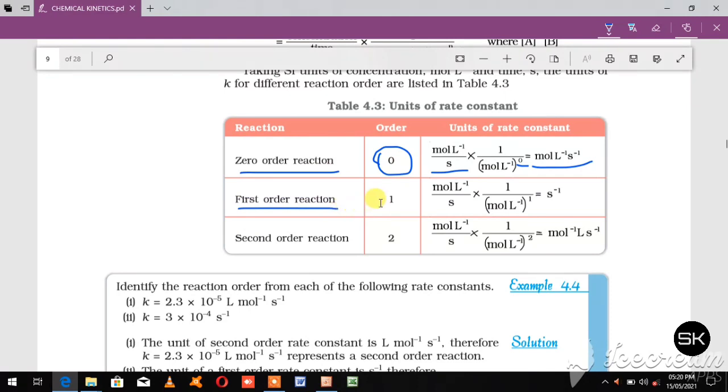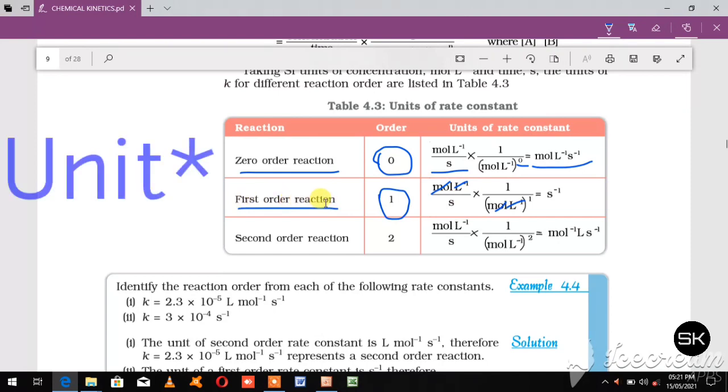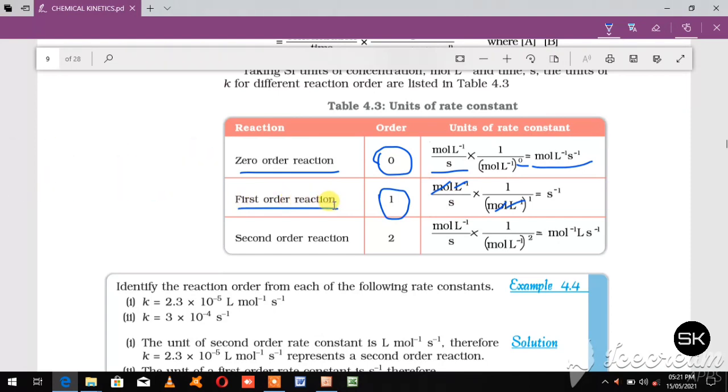For a first order reaction, the order is equal to 1. So it is the unit of rate into 1 by mole per liter to the power 1, since it is a first order reaction. So mole and mole will be cancelled out, per liter and per liter will be cancelled out. So the unit of rate constant for a first order reaction is per second. It can be per hour or per minute also.